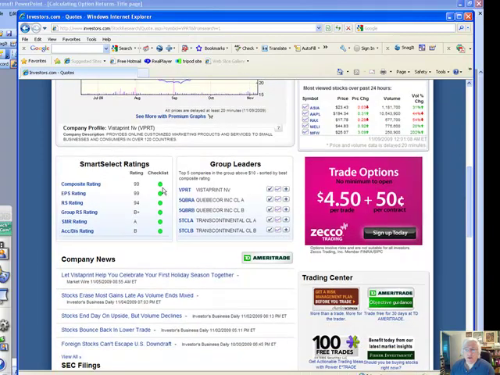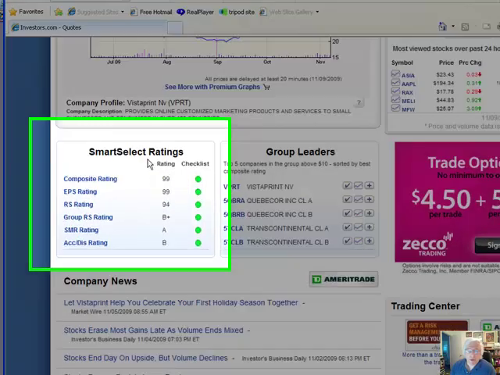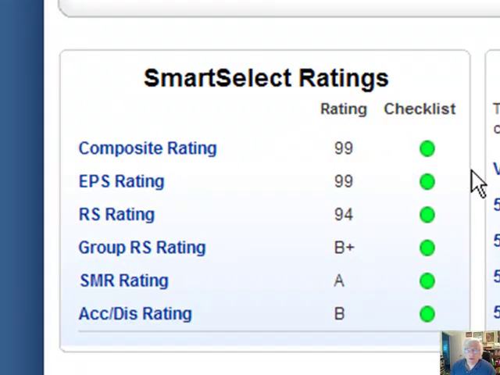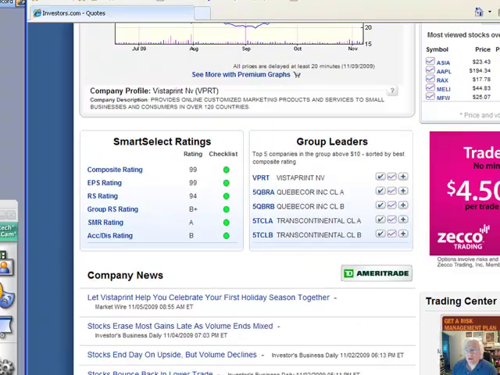We scroll down past the chart. To the left beyond the chart, we see the Smart Select ratings. And that's a scan that IBD developed, which includes many fundamental and some technical parameters. What we're looking for is all 6 of these circles to show green. If they show yellow or red, then they don't pass our scan.